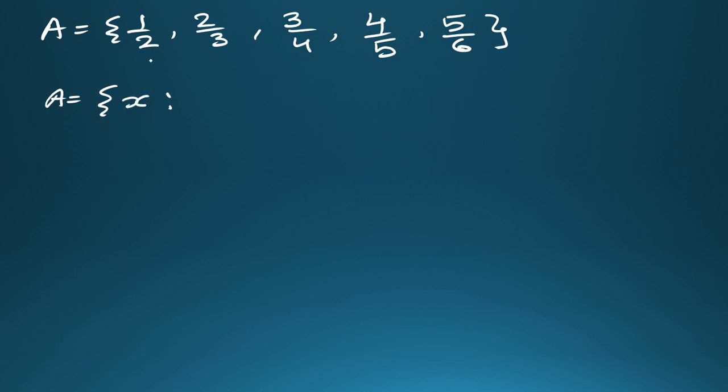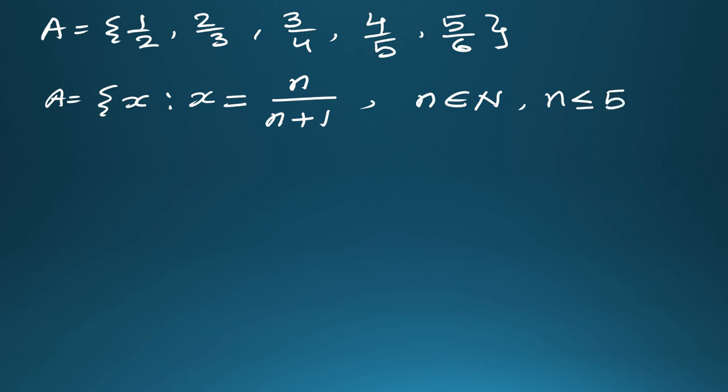X such that, now you see, x is a fractional number. Yes, one number is up and one number is down. So what relation can you see here between numerator and denominator? Whatever the numerator is, its denominator will be 1 more than the numerator. Yes or no? Yes, and there is a condition for the numbers also. n is a natural number and n is less than or equal to 5. This is the complete answer.